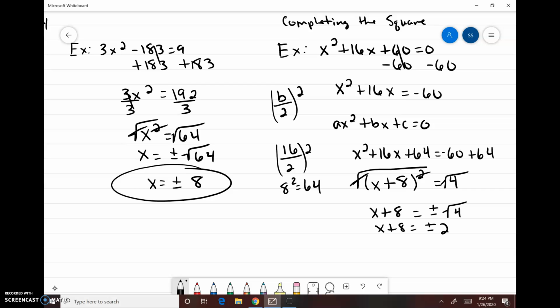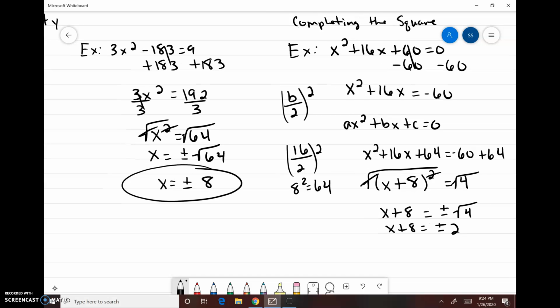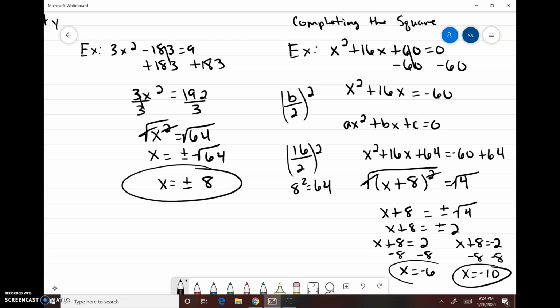Now, we are not done because we don't have the x solved for. So actually, now that we have the plus or minus 2, that's going to separate my two answers. We have x plus 8 equals a positive 2. We have x plus 8 equals a negative 2. Okay. Now, if we solve each one of these, subtract 8, subtract 8, here we get x equals negative 6. And then on this side, subtract 8, subtract 8, we get x equals negative 10. And there's my two answers.